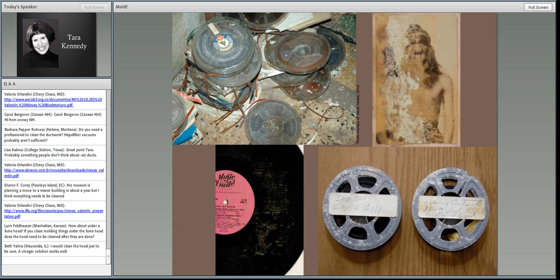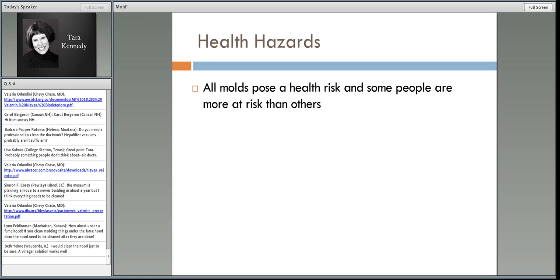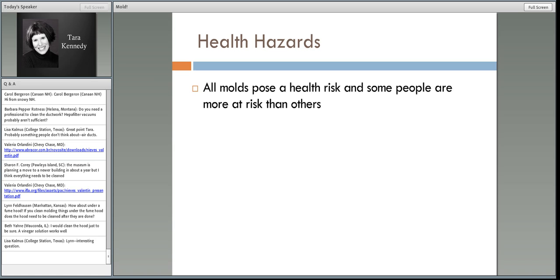So, a little bit about the health hazards associated with mold. One thing I really want to emphasize: I know there's a lot of news coverage for things like botrytis, but all mold will pose a health risk, and some people are more at risk than others. Most at risk are those with compromised immune systems, people who have severe allergies to mold, people who are allergic to mushrooms or penicillin, and also people who have respiratory issues like asthma. These are the kinds of people who you really should not have exposed to mold.